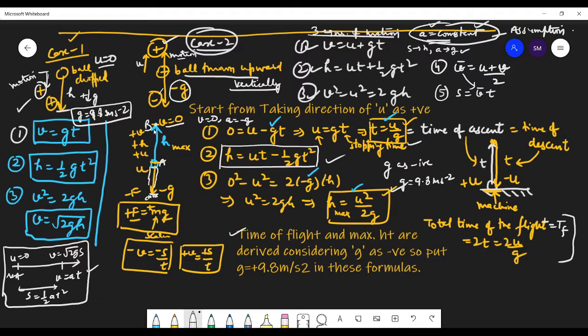Is this clear? So acceleration remains constant. Even at maximum height, velocity will be 0, but will the acceleration be 0? No. Acceleration will be there. If there were no acceleration and the body stopped over there, the body would remain at rest. But the body starts coming down because there was acceleration.